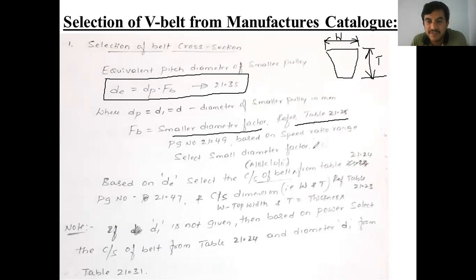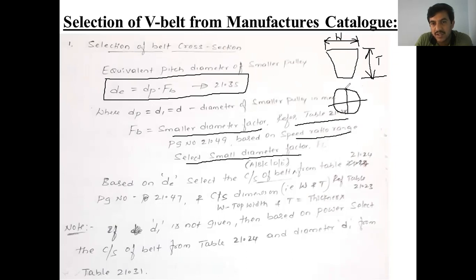Now the correction factor mainly depends upon the speed ratio. Speed ratio is nothing but the speed of driver to the speed of driven. Then you select the smaller diameter factor. First you determine the equivalent pitch diameter of the smaller pulley. I'll consider only the smaller pulley. In the smaller pulley for the V belt, the pulley we consider here is a grooved pulley, right?